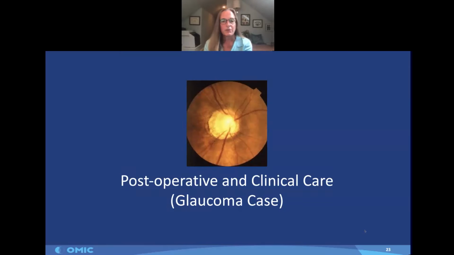As far as now, we've reviewed intra-op and we also reviewed pre-op. Now we're going to shift to post-operative and clinical care documentation and its importance. This case revolves around late diagnosis of glaucoma. Next slide, please.